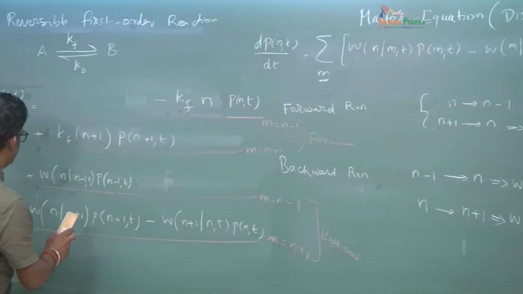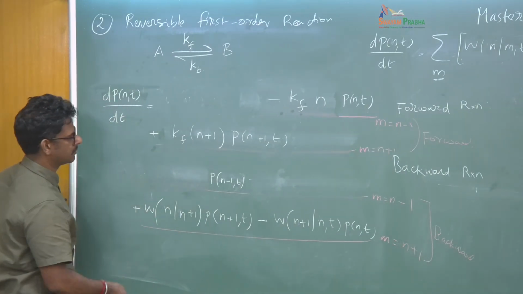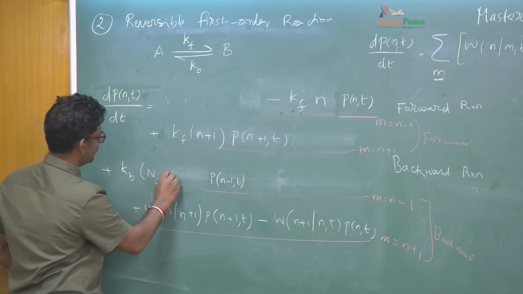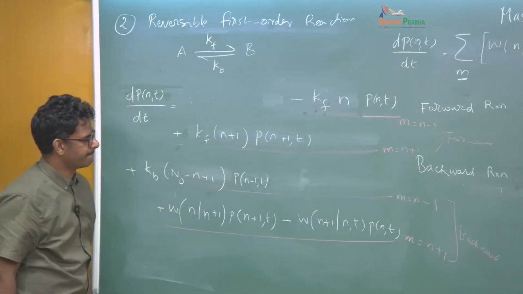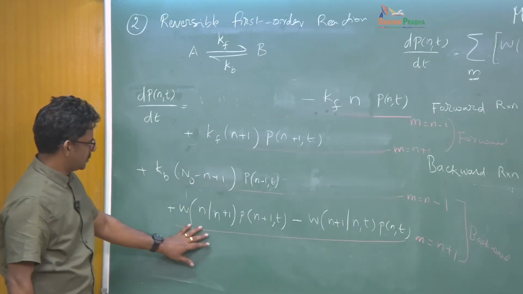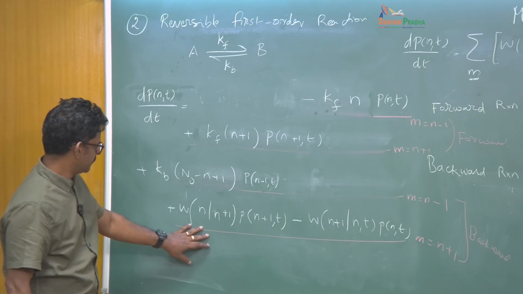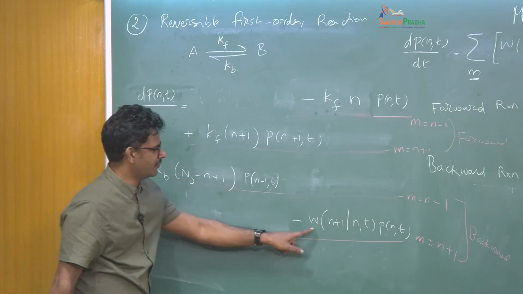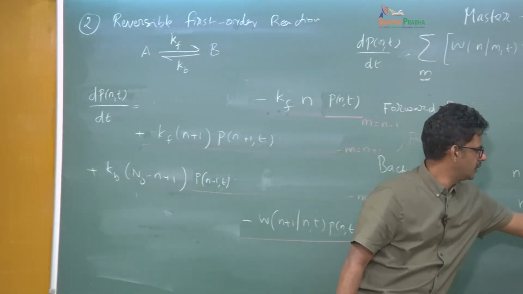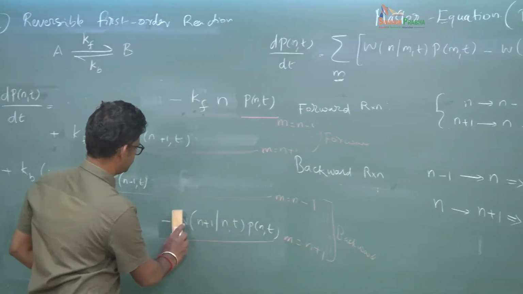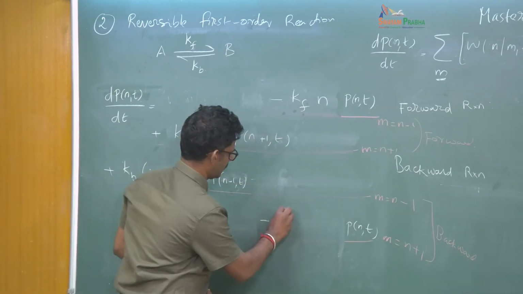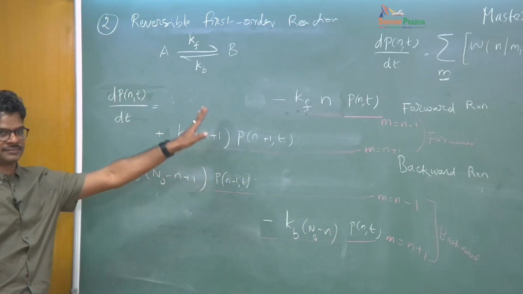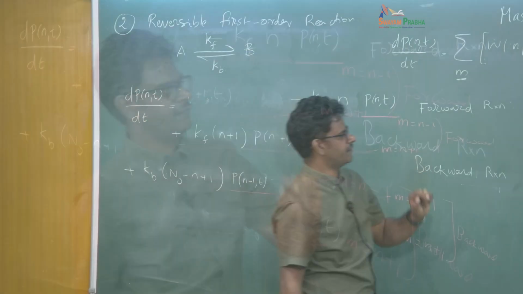Okay, so we can substitute that here, plus kb n naught minus n plus 1. So here again it cannot decrease by backward reaction, so this has to be 0, and you have one negative term, n to n plus 1, n to n plus 1, that is kb n naught minus n. So you got only these 4 terms. Okay, again you can apply the generating functions like this.